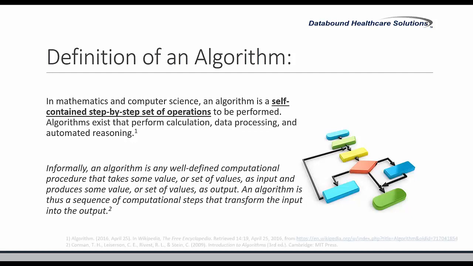The informal definition is that it's any well-defined computational procedure that takes some value or set of values as input, produces some value or set of values as output, and it's thus a sequence of computational steps that transform the input into output. So it's pretty simplistic when you look at it that way, and all of you on the call most likely have written a script that does exactly that. You take some input from someplace, whether that be a list of patients, whether that be a list of files. You do something with that data, and you output it. So without knowing it, you were most likely already writing a form of algorithm, but maybe didn't call it that.